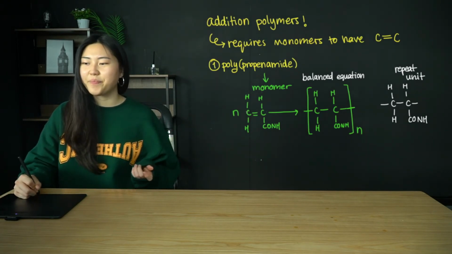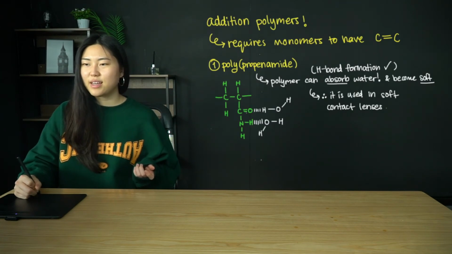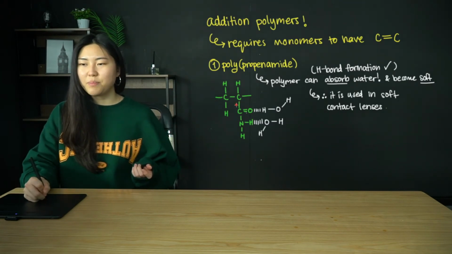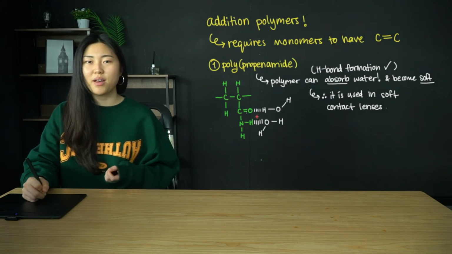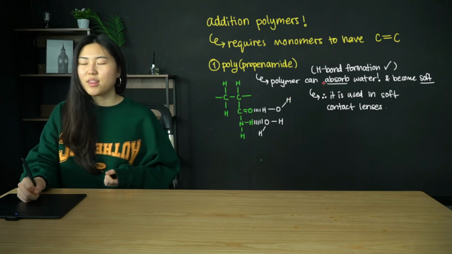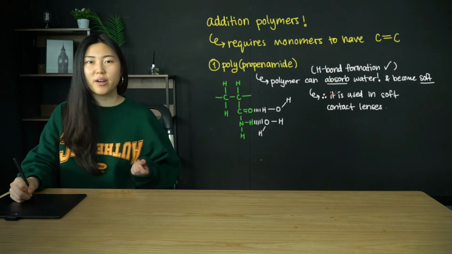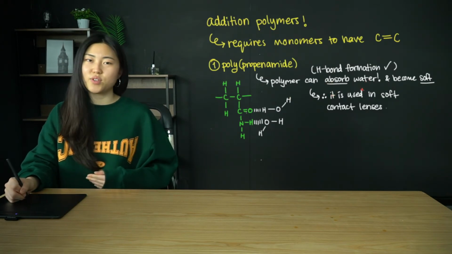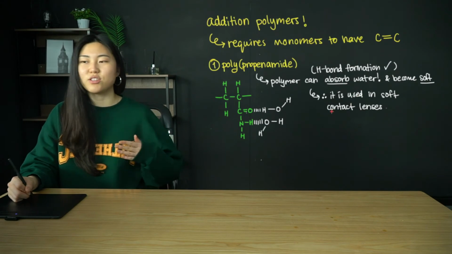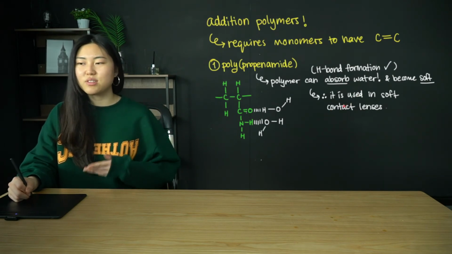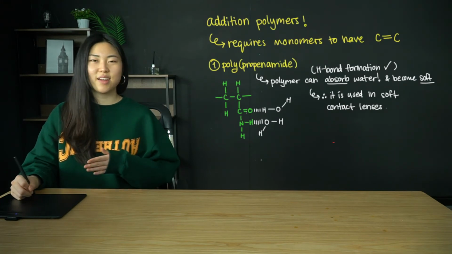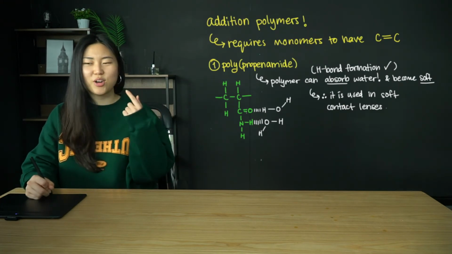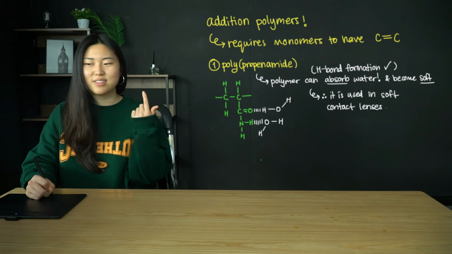As you can see, because the amide groups can form hydrogen bonds with water, the polymer can absorb water and become softer when it has water attached to it. Therefore, it is used in soft contact lenses. Contact lenses have to be soft for them to go into your eye, right? Which is wet, mostly.